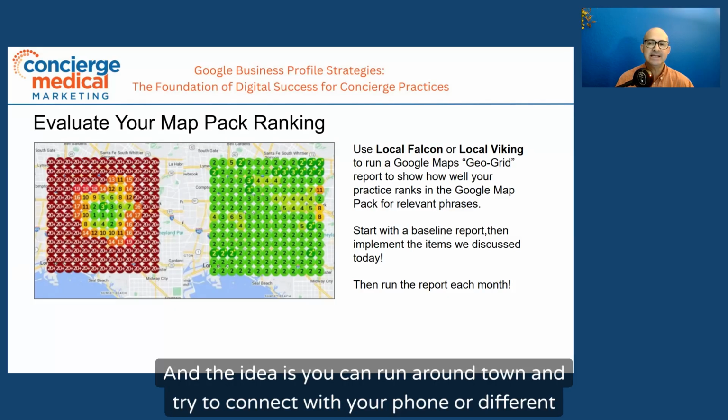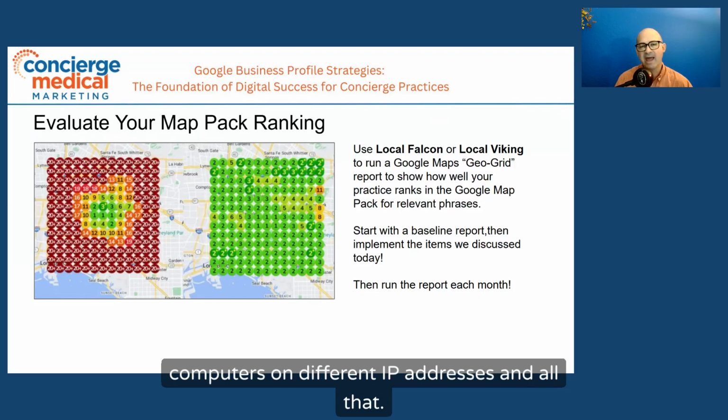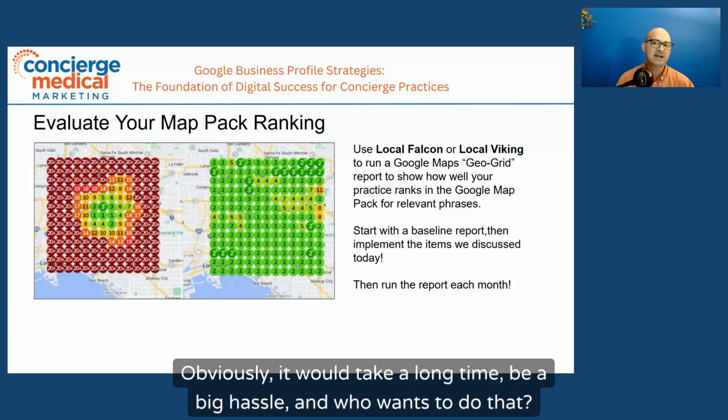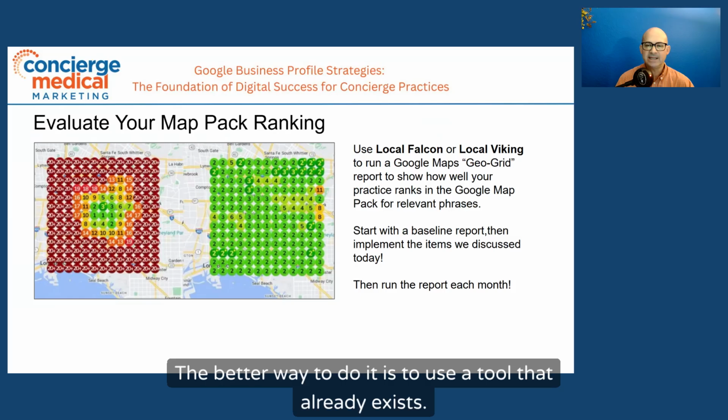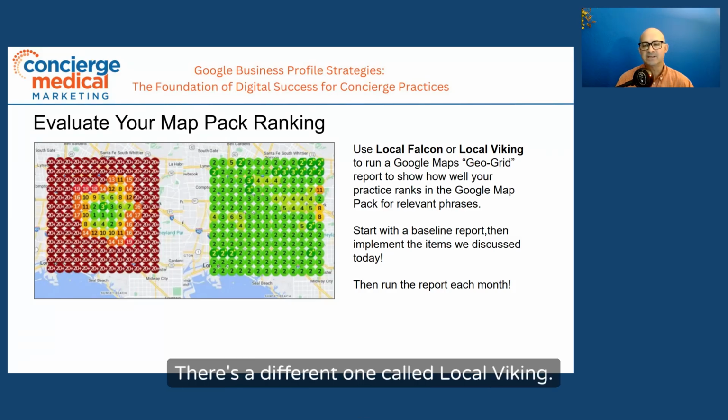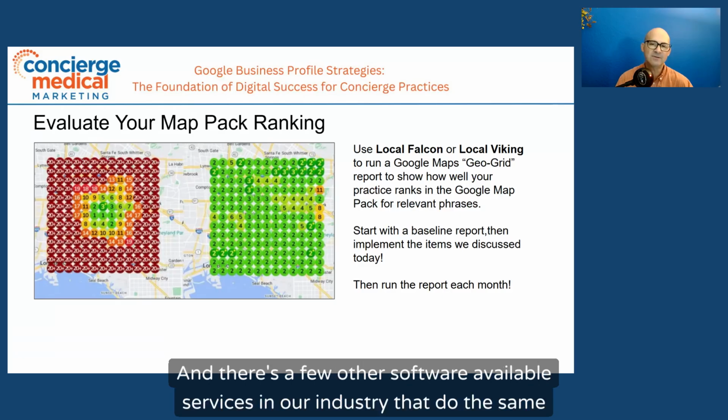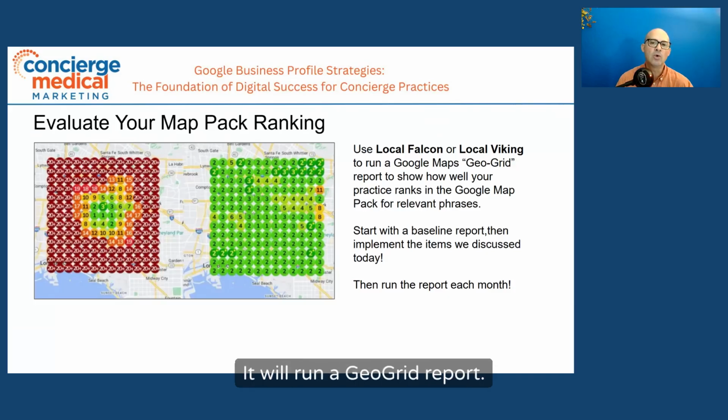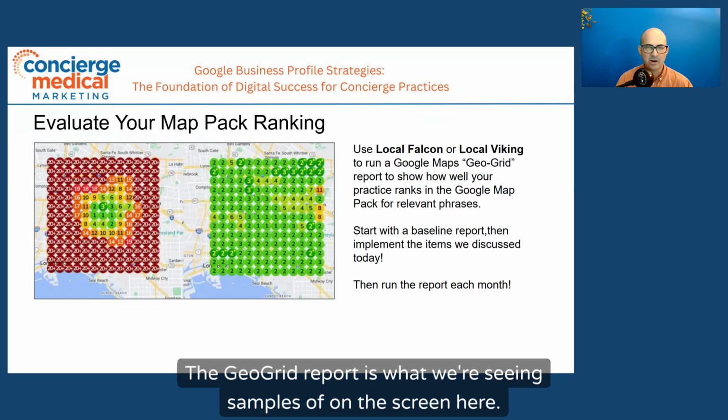And the idea is you can run around town and try to connect with your phone or different computers on different IP addresses and all that. That obviously would take a long time, be a big hassle, and who wants to do that? The better way to do it is to use a tool that already exists. It's called Local Falcon. There's a different one called Local Viking, and there's a few other software available services in our industry that do the same kind of thing. It will run a GeoGrid report. This GeoGrid report is what we're seeing samples of on the screen here.